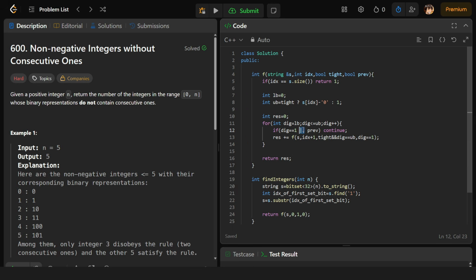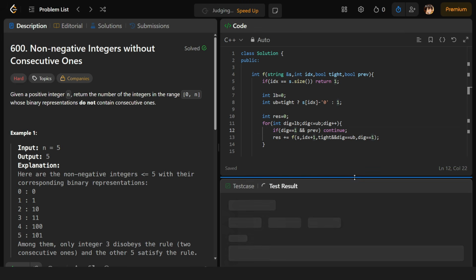And sorry, this will be double and not or, right? So this will be and, that is if the current digit we have selected is 1 and the previous digit was also true, that is 1, then it means that this is two consecutive ones and it will not be a part of our answer. So that's why we will continue from this. And now if we run it, then let's see if we are correct or not.